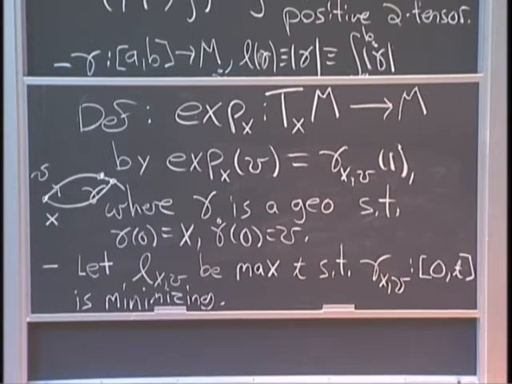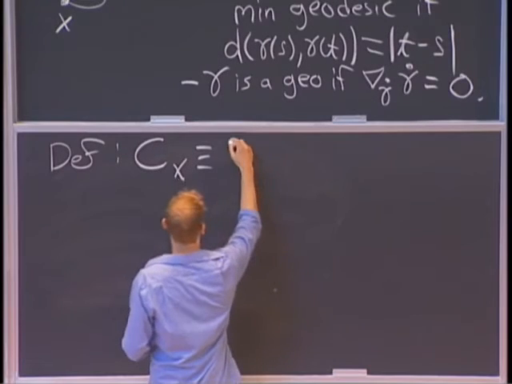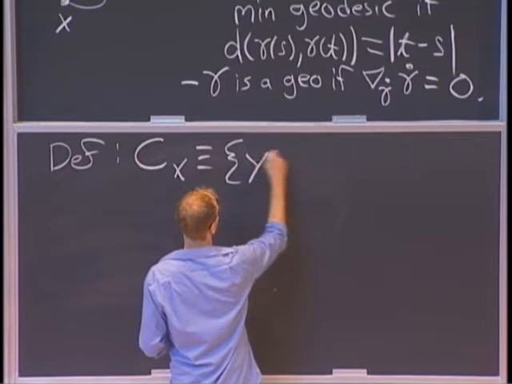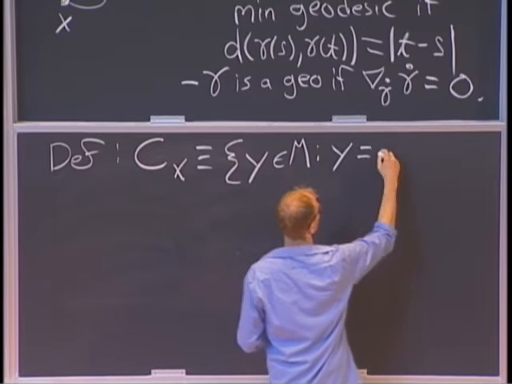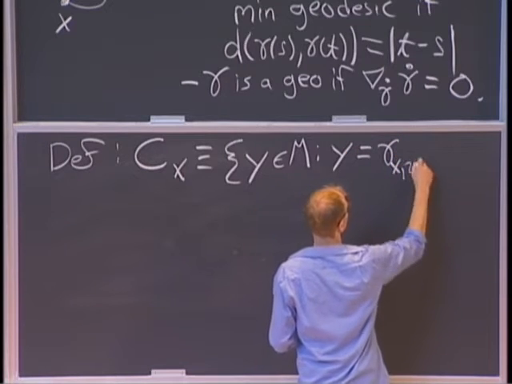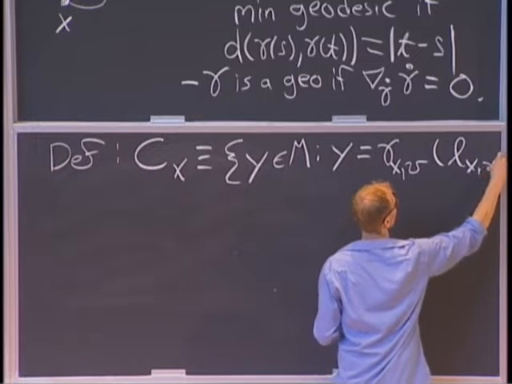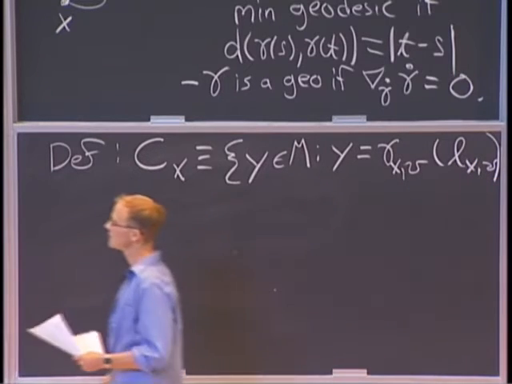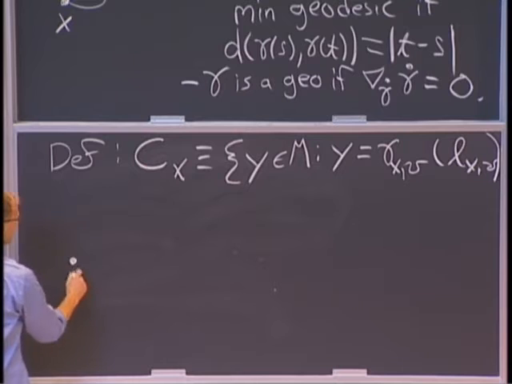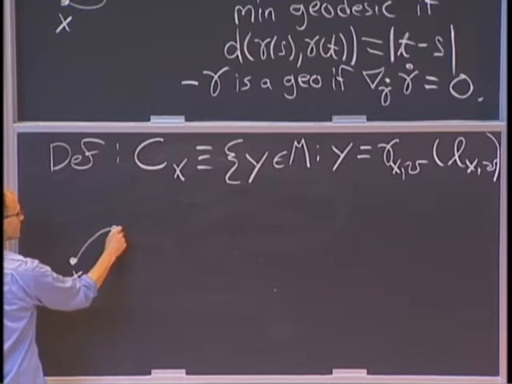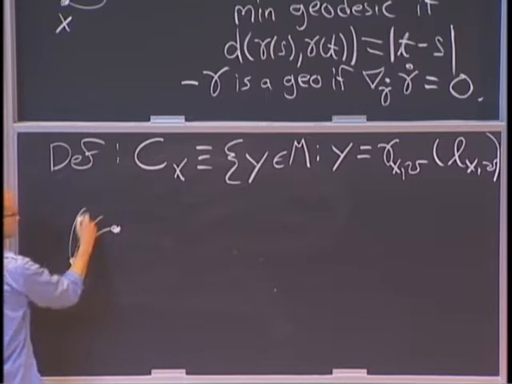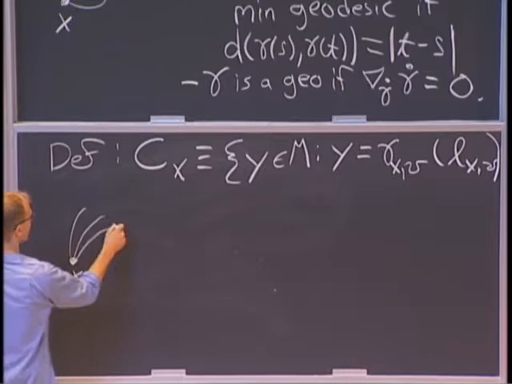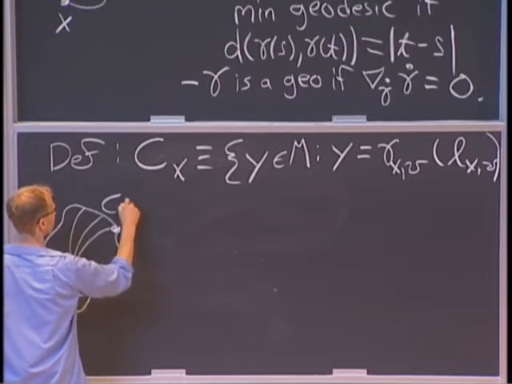And our critical set at x is by definition going to be the set of y in M such that y equals gamma_xv of L_xv. So at every single point, we go out as far as we can. We stop when we can go no further. And then we union up all those points. For every direction in the tangent space, we get some such point. What we end up getting here is the critical set.